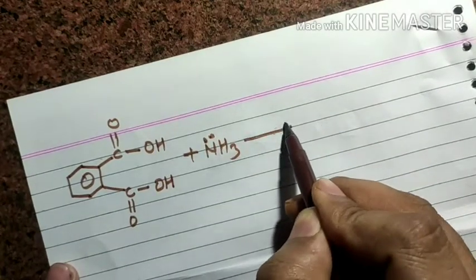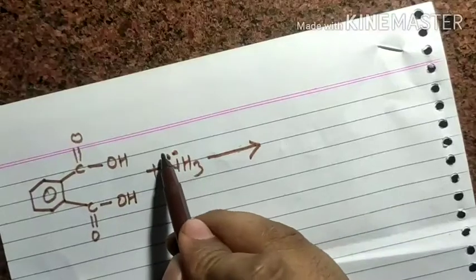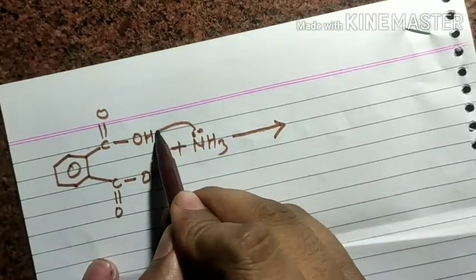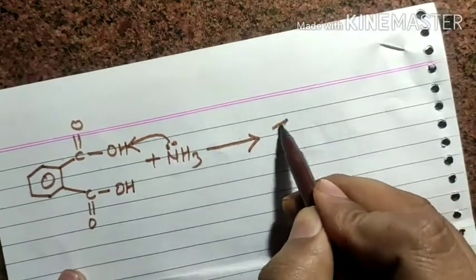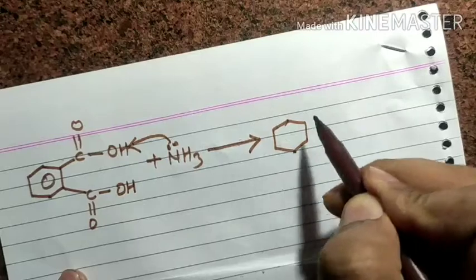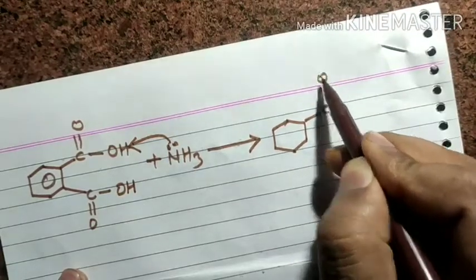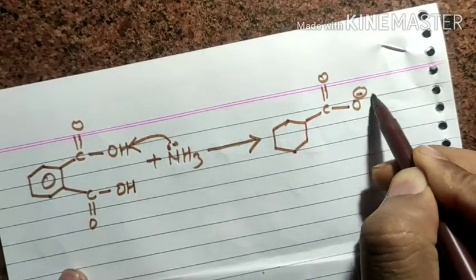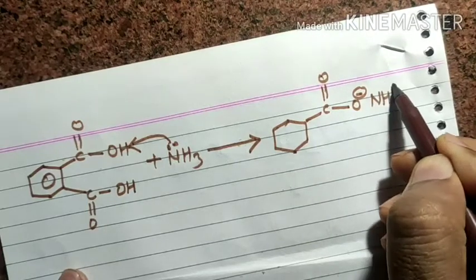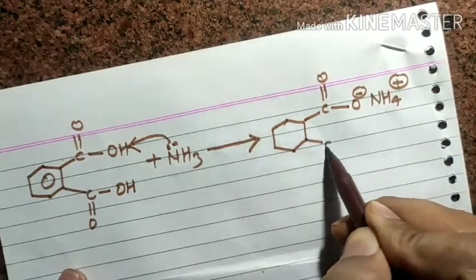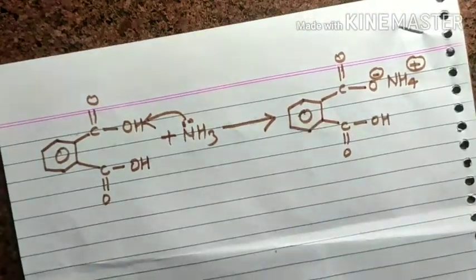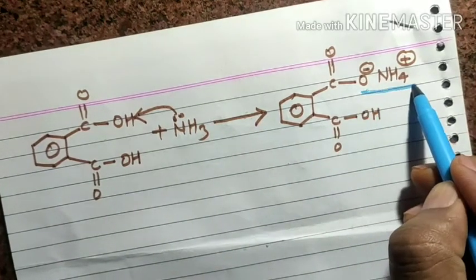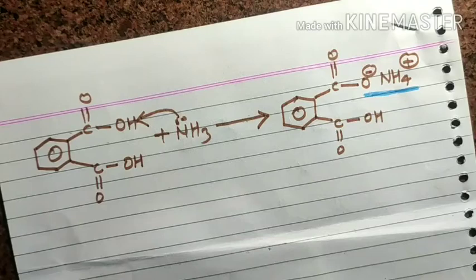So it forms the ammonium salt. This nitrogen atom with the lone pair behaves as a Lewis base and abstracts this hydrogen, and this one changes into O minus. So the next product is C double bond O, O minus, and NH4 plus, and here C double bond O and OH. This is the first step, and this one is the point where the change occurs.